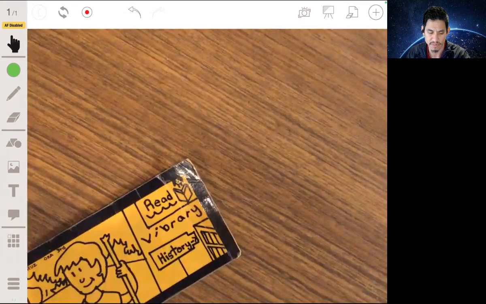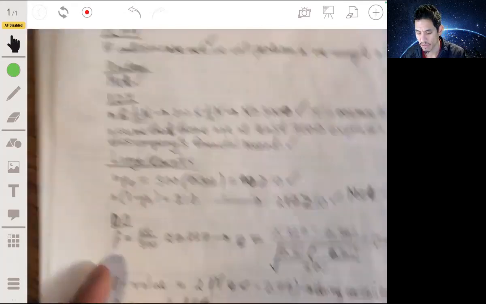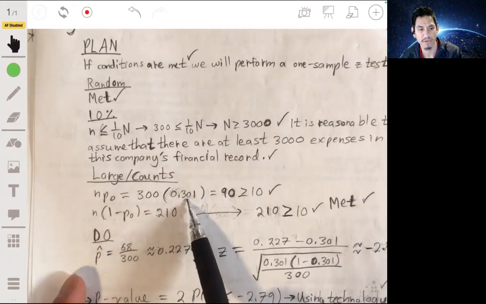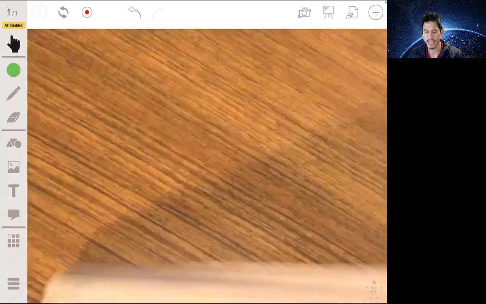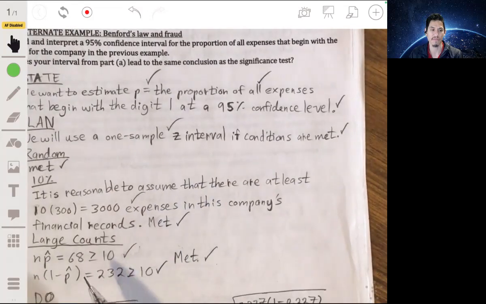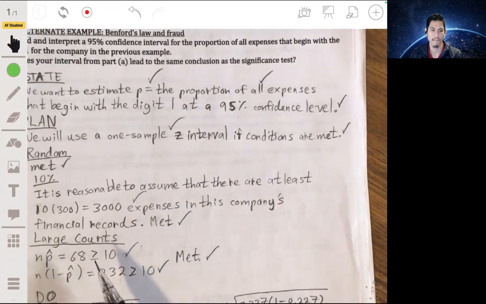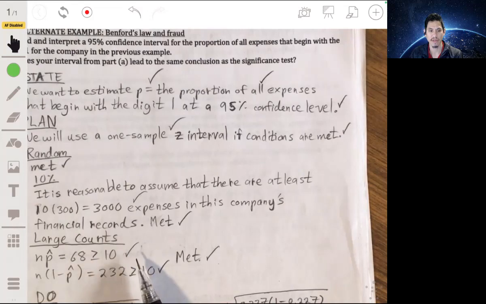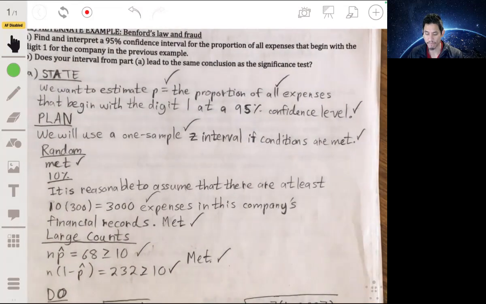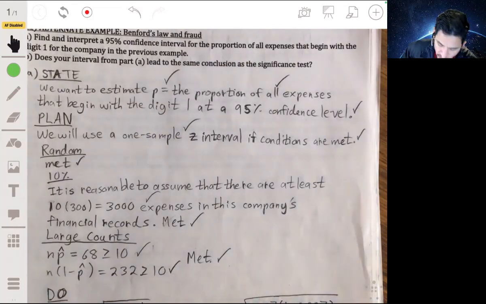inference methods. And let me just pop back to show you what I mean. Remember it was n times p naught, and p naught was 0.301. Here's n times p hat, because remember, we don't have a p naught for confidence intervals. In either case, it's still at least 10, so all the conditions are met. So now we can construct our confidence interval.